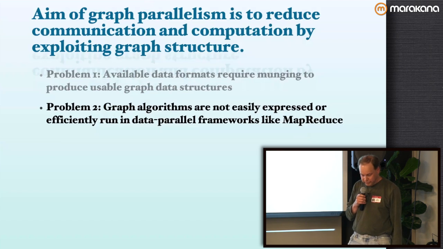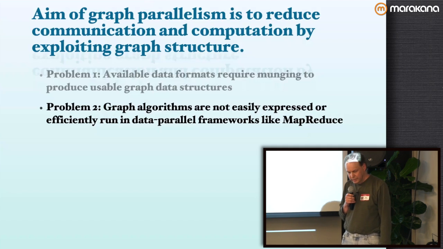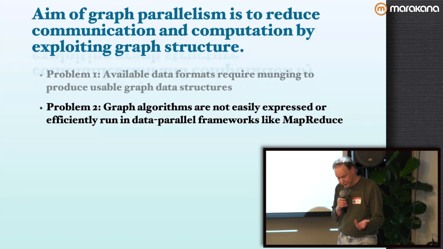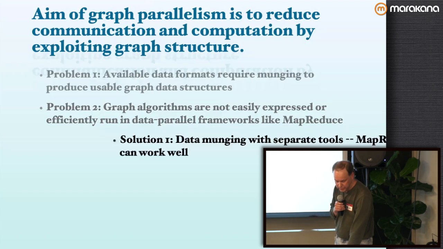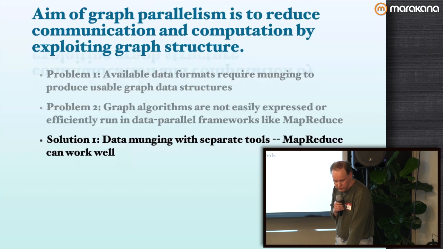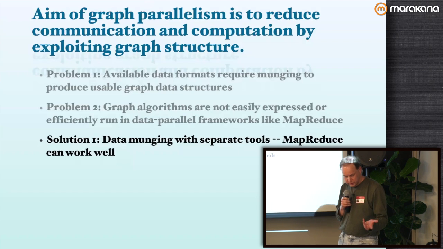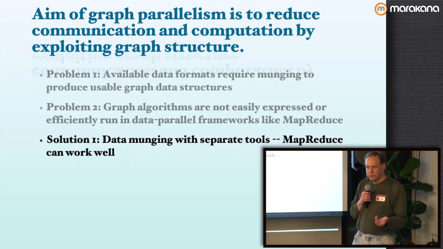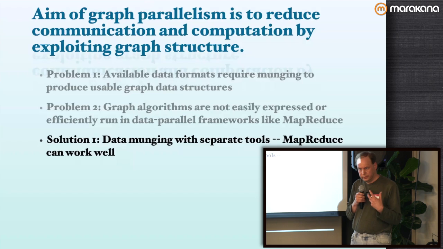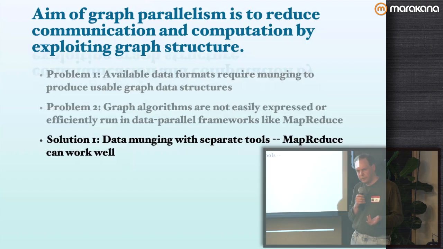And then once you've actually got them expressed as a graph, your graph algorithms, like I've said before, don't typically want to run efficiently, and they're not easily expressed in a framework like MapReduce. So the solution is that you typically end up needing to do your data munging or data wrangling with a separate tool from your actual graph processing framework. Oftentimes, actually, MapReduce or similarly oriented frameworks can do that quite well.